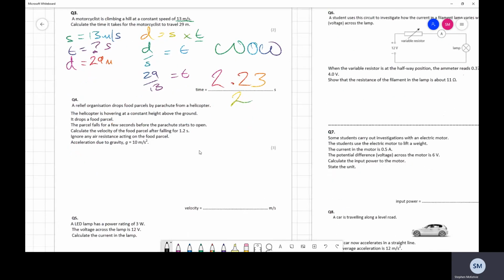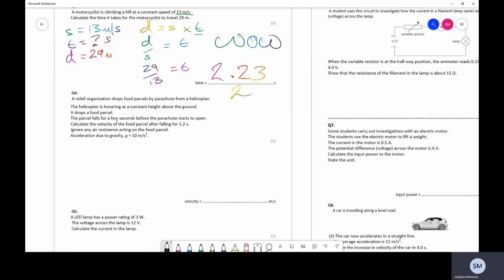A relief organization drops food parcels by parachute from a helicopter. The helicopter is hovering at a constant height above the ground. Good thing it's dropping the parcel and not itself. The parcel falls for a few seconds before the parachute starts to open. Calculate the velocity of the food parcel after falling for 1.2 seconds. Time is 1.2 seconds. Ignore any air resistance. Acceleration due to gravity is equal to 10 meters per second squared.